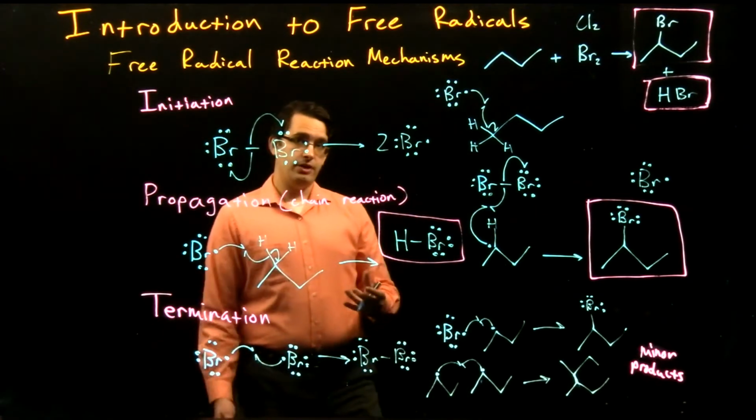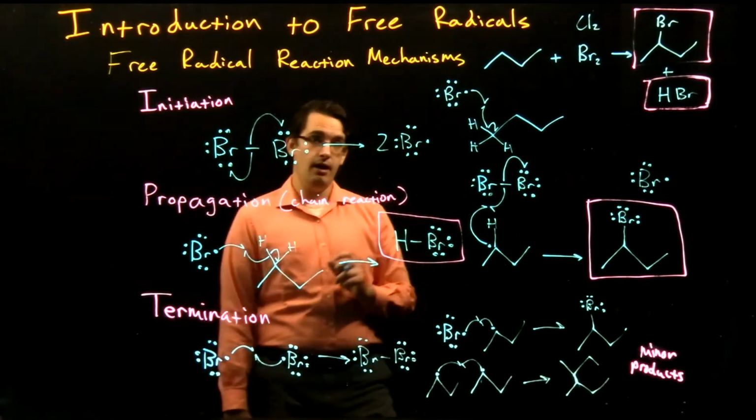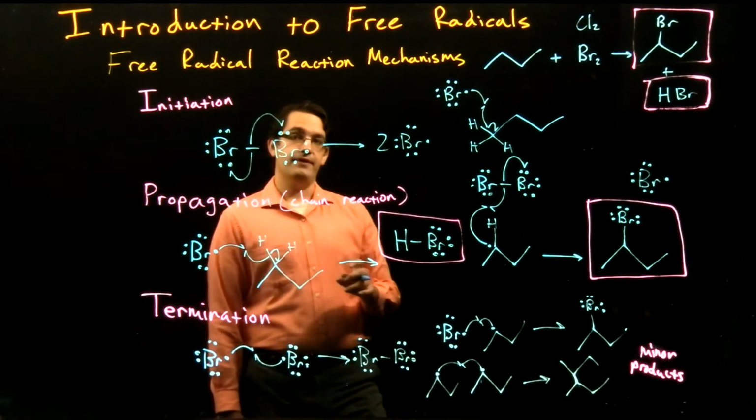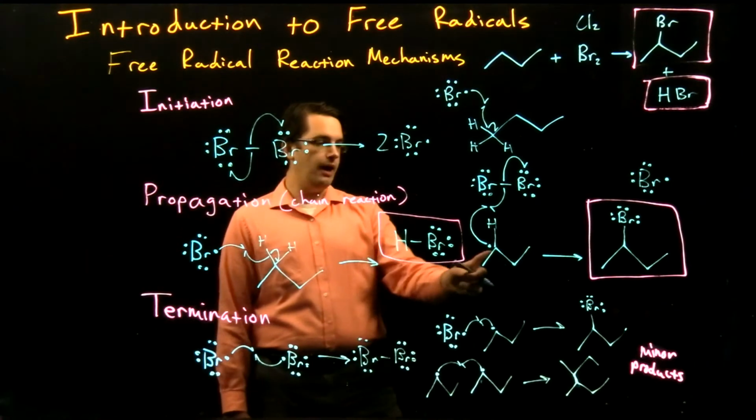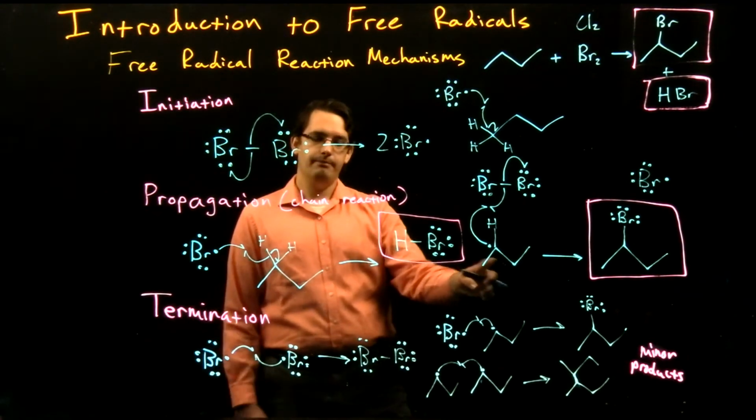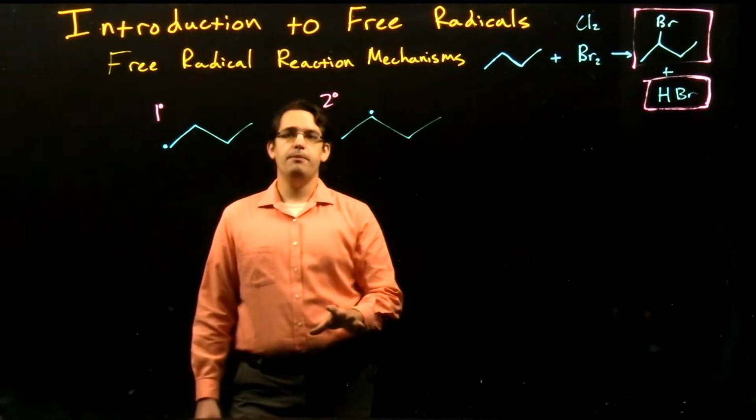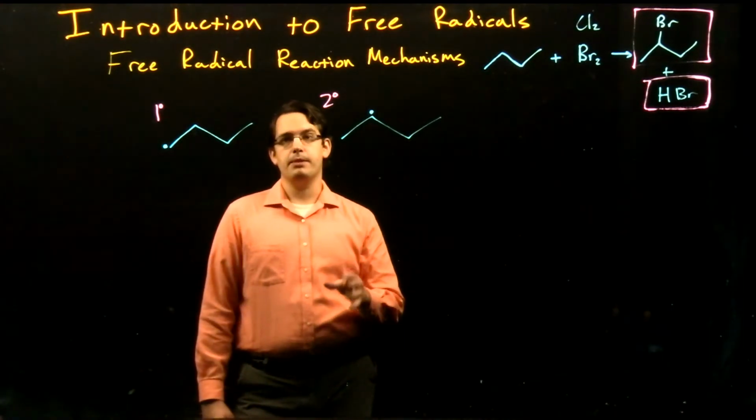To answer this question of the selectivity of our halogenation reaction, we need to look at the stability of our alkyl radical intermediate. So in our free radical halogenation of butane, we have two possible alkyl radical intermediates that can be made.